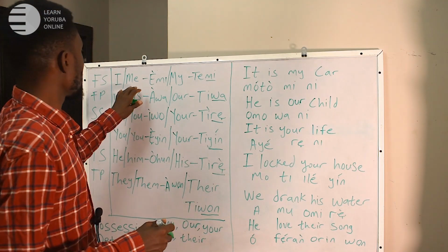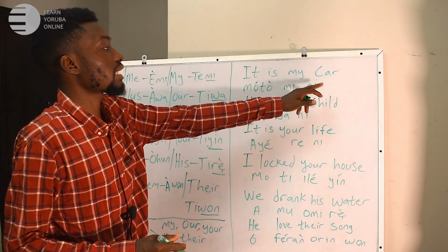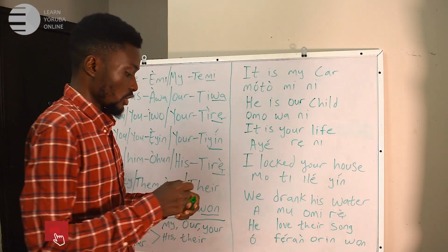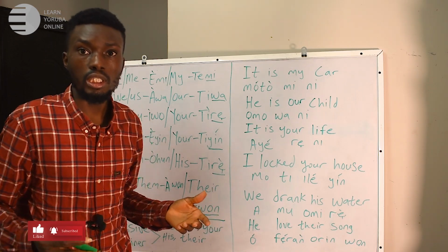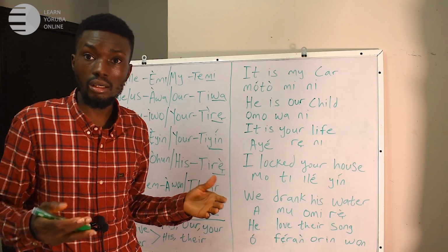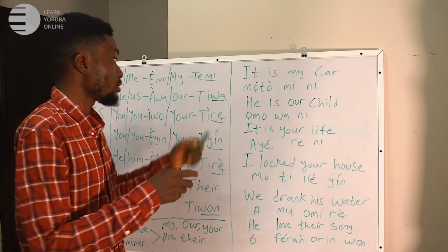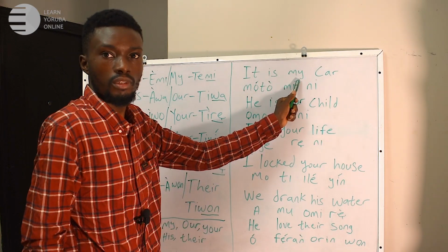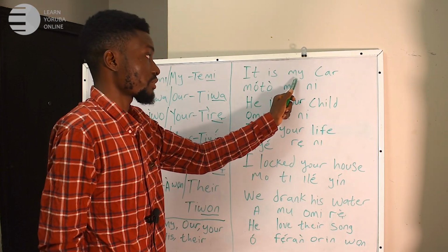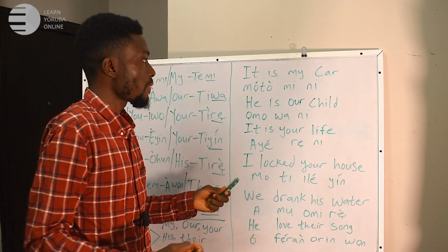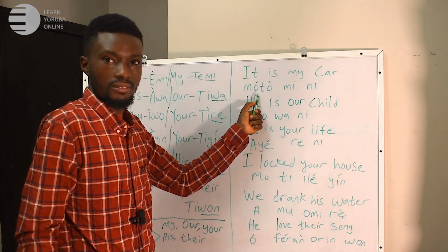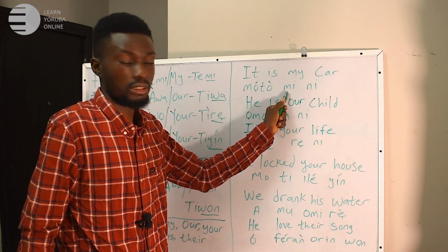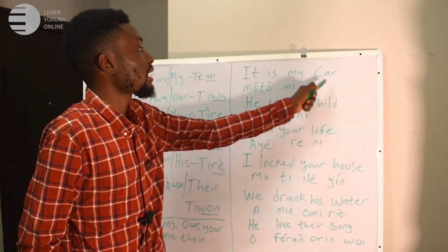So now, this is mine, it is my car. Mọ́tò mi ni. It is my car. Mọ́tò mi ni. So here comes something that I want to explain to you in the Yoruba language. In English language, when you want to qualify, just like we see now, it is my car. The possession comes first before the noun. But in Yoruba language, the noun will come first. Everywhere in the Yoruba language, the noun will come first before we actually reveal the possession.